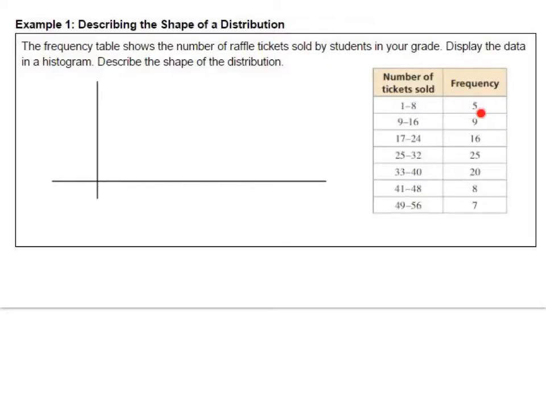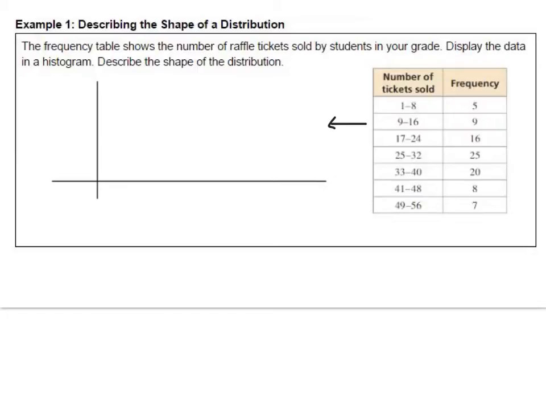So when I say a frequency of 5, that means 5 students sold between 1 to 8 tickets. 9 students sold between 9 to 16. 20 students sold between 33 and 40 tickets. So it's giving me a frequency of how many students sold tickets, but now instead of looking at one value, we're looking at a range. So what I want to do is take this frequency table and represent it on this histogram. Now, for a histogram, I want you to think of a bar graph.